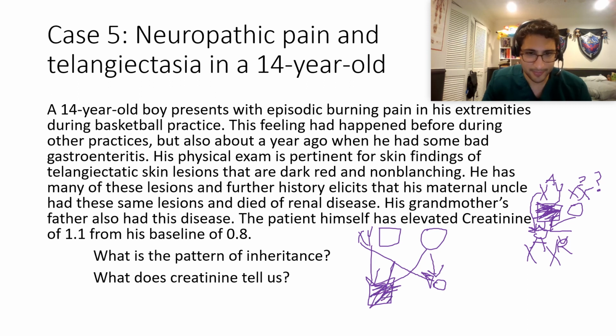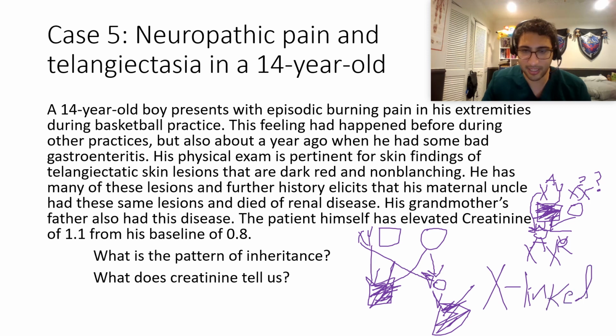All right. So what do we think about this pattern of inheritance? It's only affecting males and skipping generations. Oh, and who's affected? The son. Interesting, very interesting. This tells us that we are dealing with an X-linked recessive disease. All right, why is it not X-linked dominant? Otherwise, mom would have had it and grandma would have had it. All right, so we're dealing with an X-linked recessive disease. We're seeing males mainly affected.